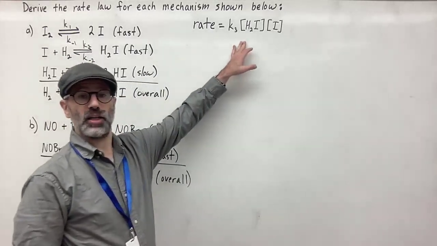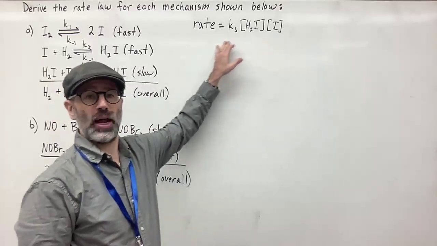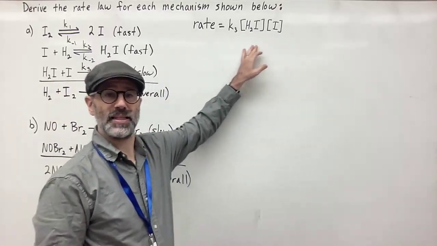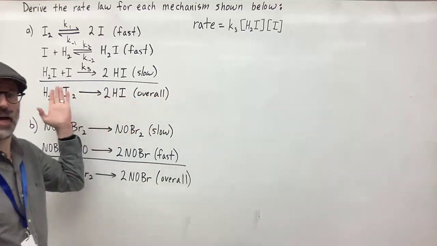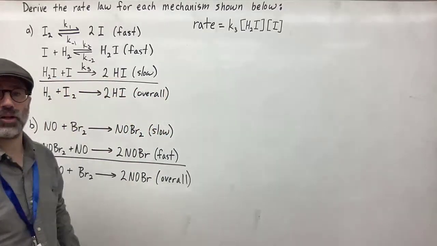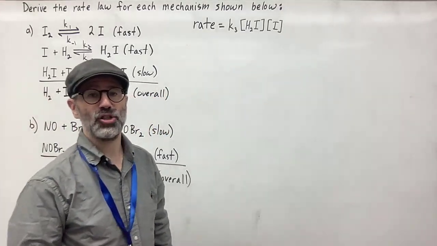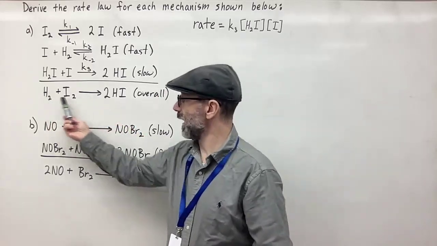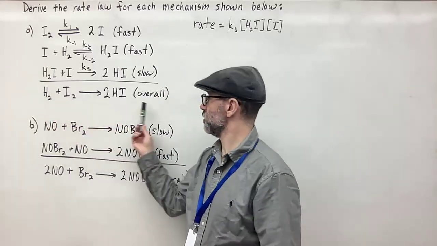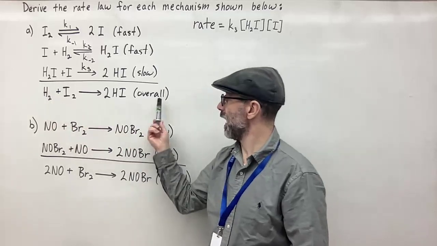Now, this is going to help us determine the rate law. So the rate law is going to be based on this, right? Because this is the rate determining step. So this is where we're going to get our rate law. Now, the rate law should have only the reactants here, H2 and I2, because this is the overall reaction.